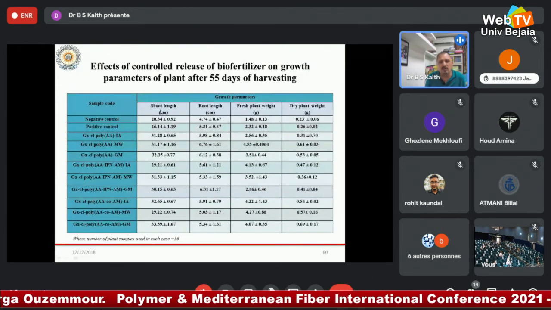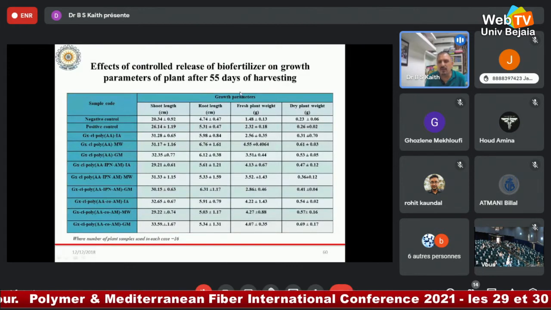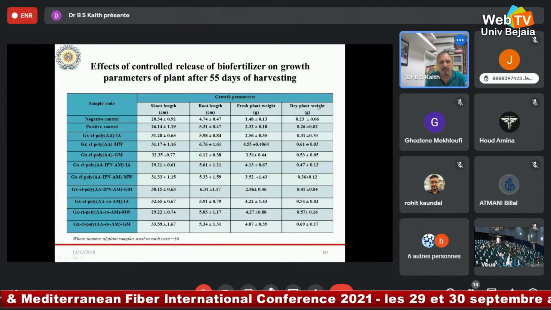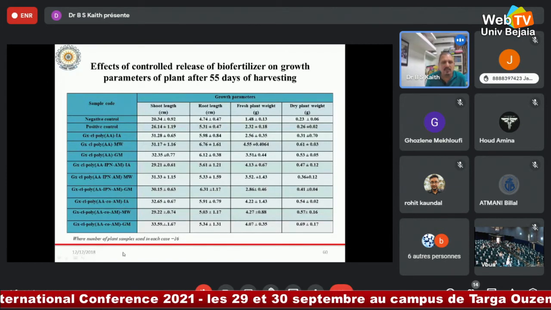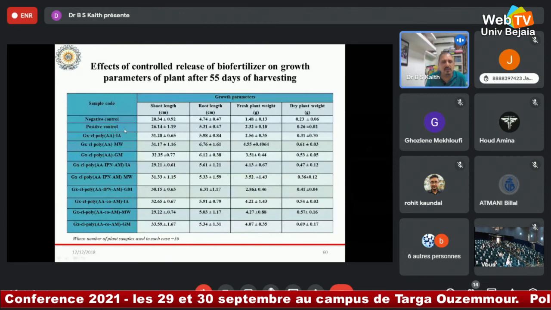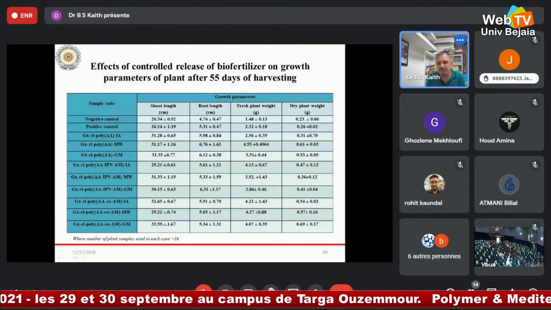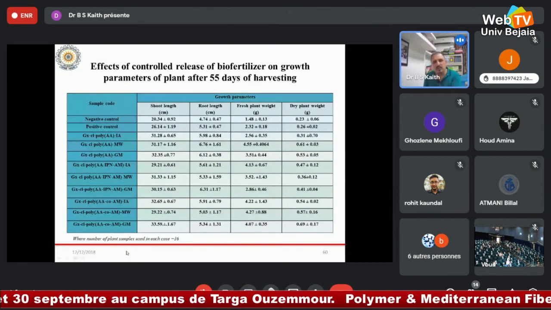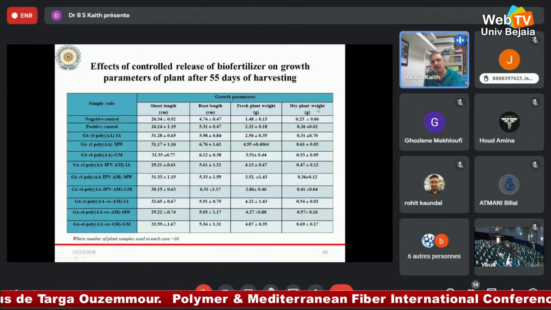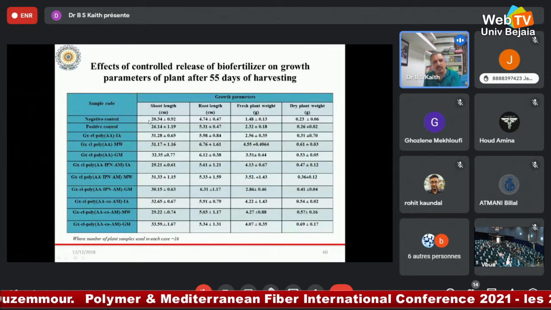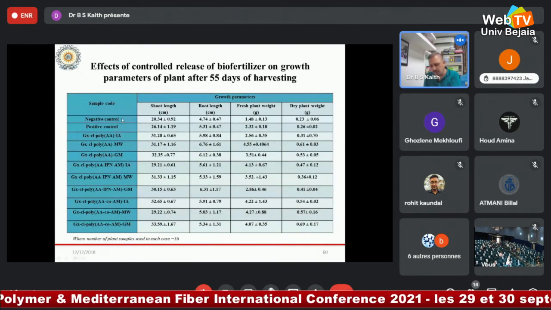Here we took shoot length, root length, fresh plant weight, and dry plant weight. And you'll find that it's better in case of our test samples in comparison to positive control and negative control. We got better shoot length and root length, and better fresh plant weight and better dry plant weight in comparison to positive control and negative control.